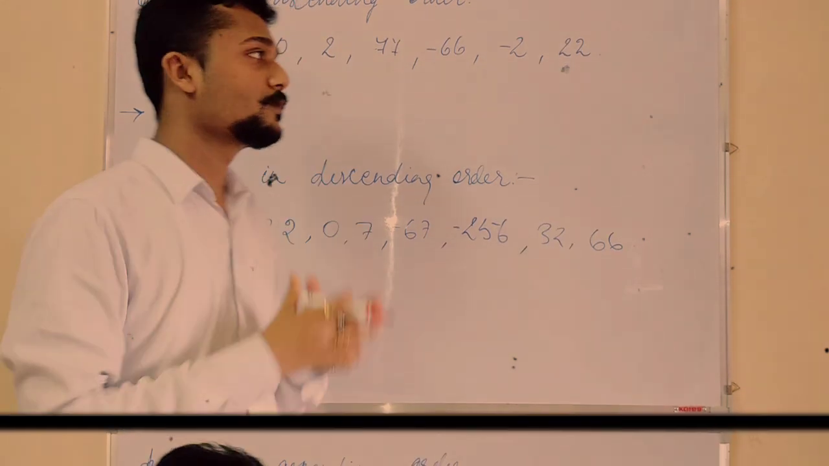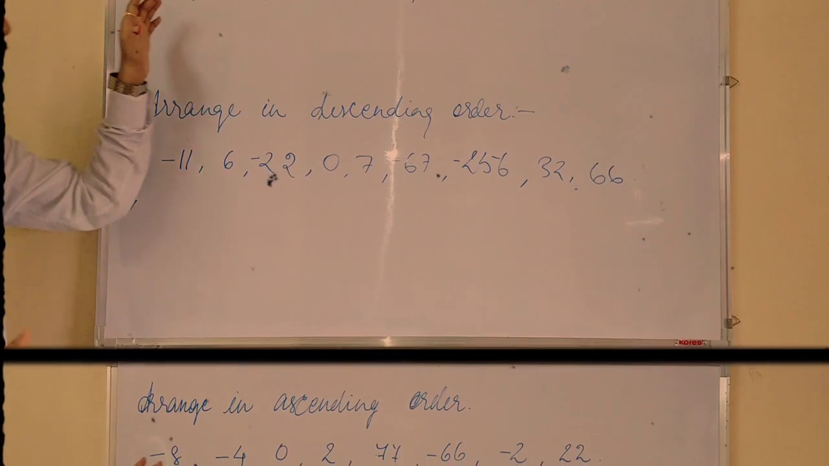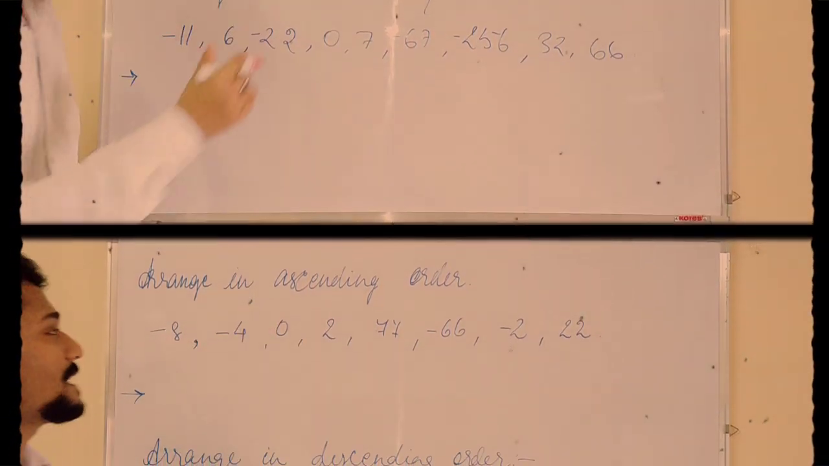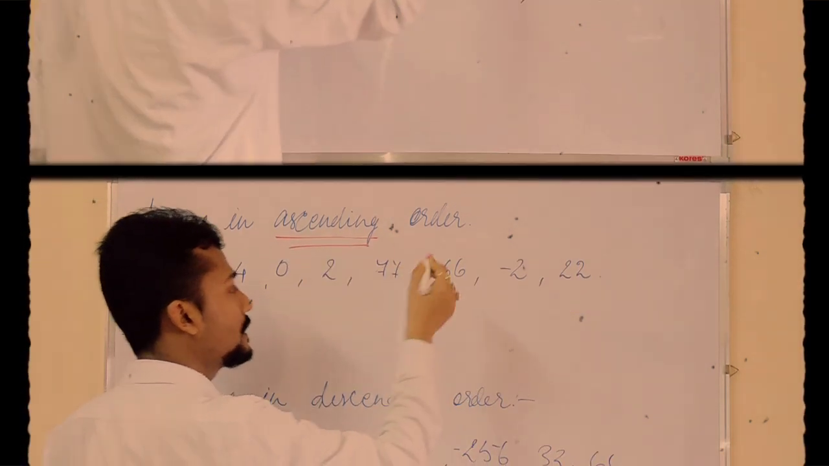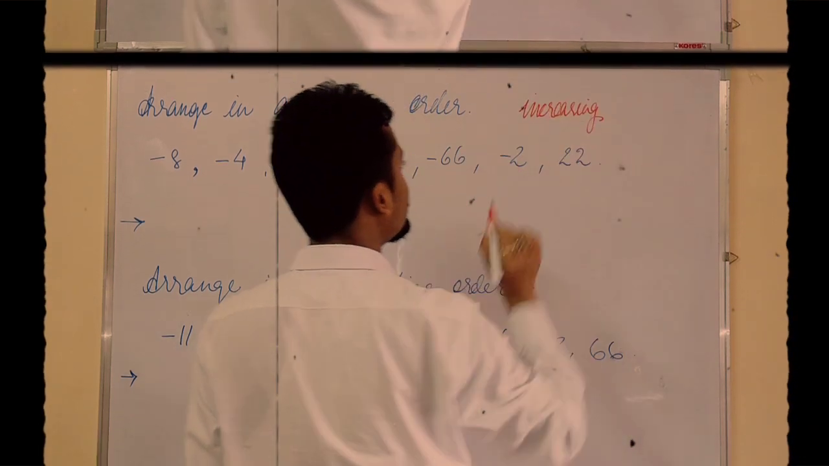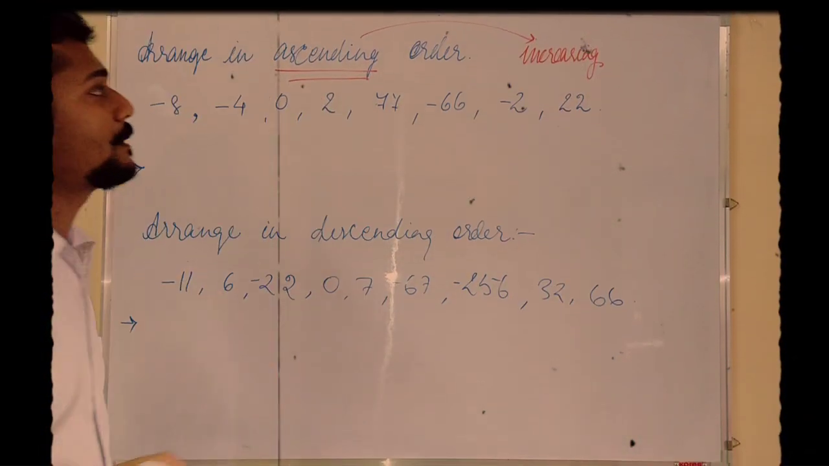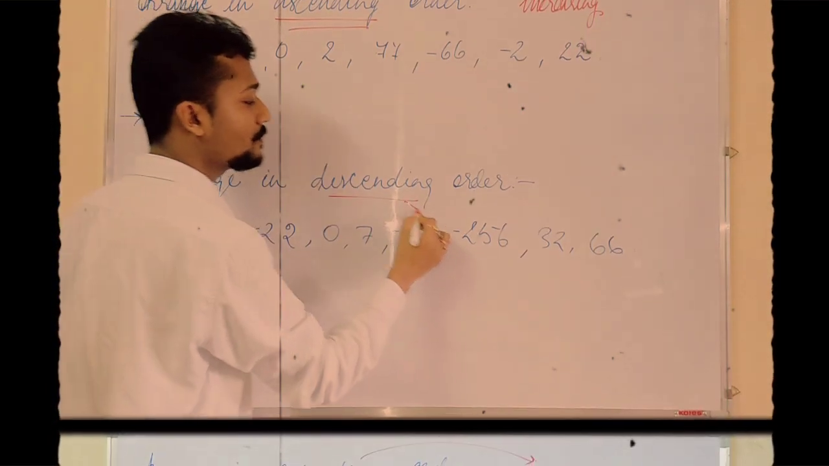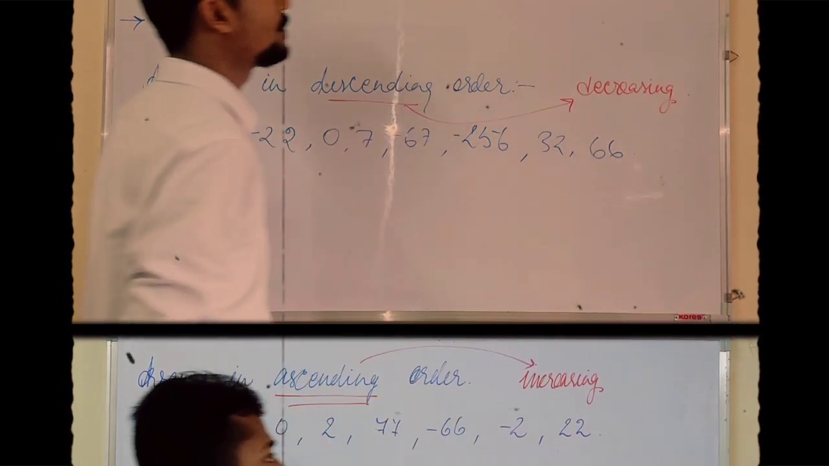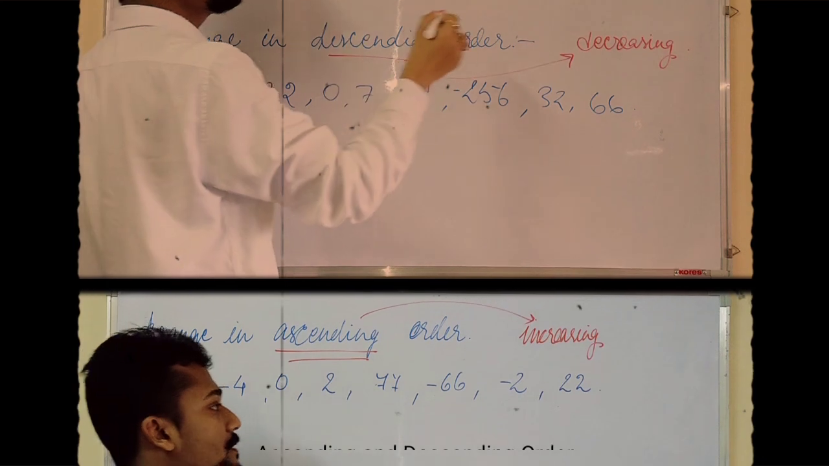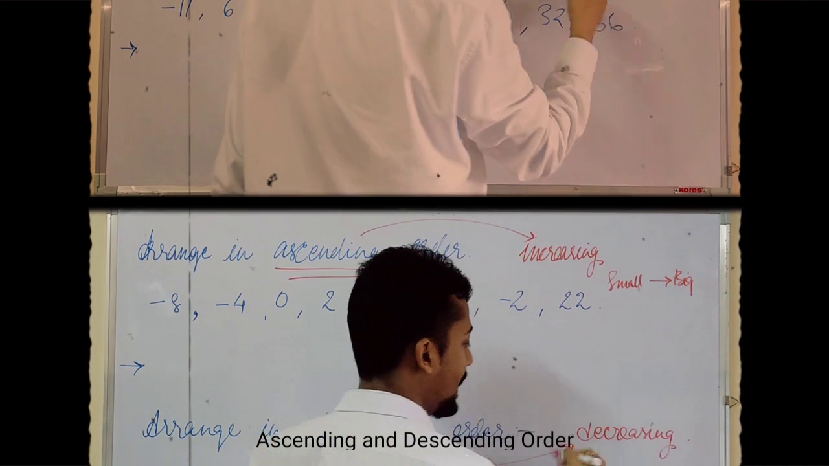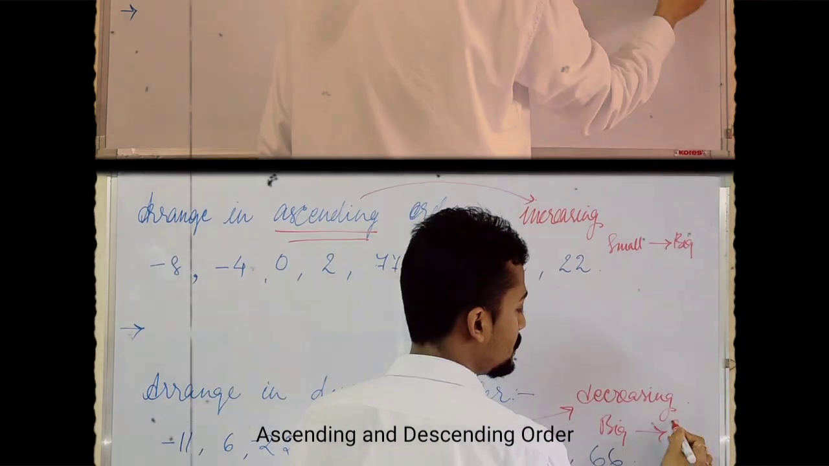So now the next part. We have to arrange the given integers in ascending as well as in descending order. So what is ascending order? Ascending order can also be referred to as increasing order, and descending order might also come as decreasing order. So what is increasing order? Increasing or ascending order means from small to big, as simple as that. And descending means from big to small.